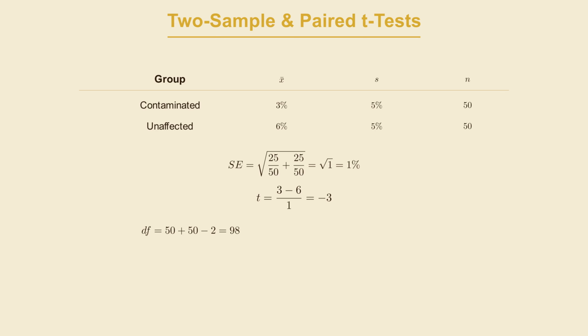Our degrees of freedom are going to be 50 plus 50 minus 2, or 98. With 98 degrees of freedom, and alpha equals 0.05 two-tailed, the critical value is approximately 1.984. Negative 3 clears that easily. She rejects the null. Home price growth in the contaminated neighborhood is significantly lower.